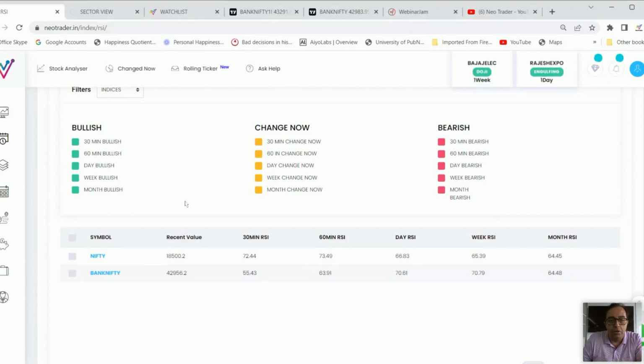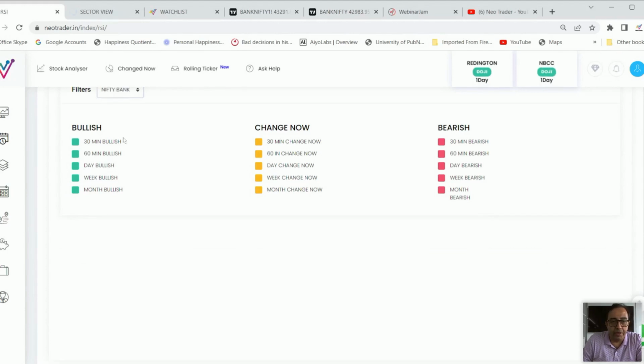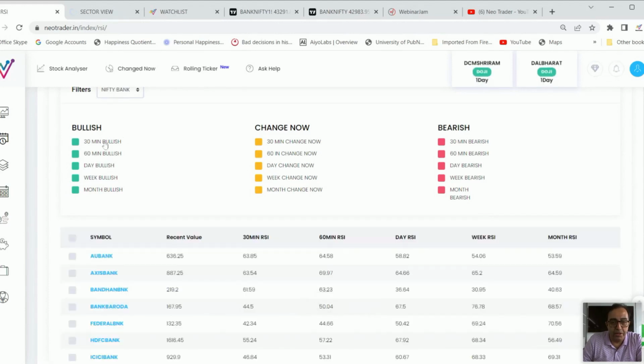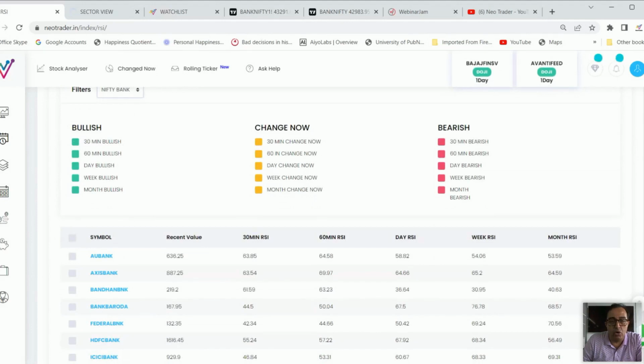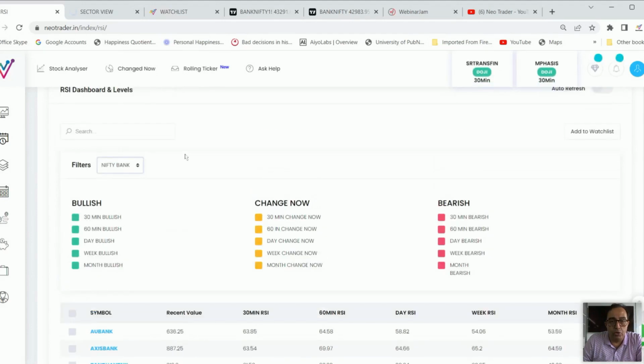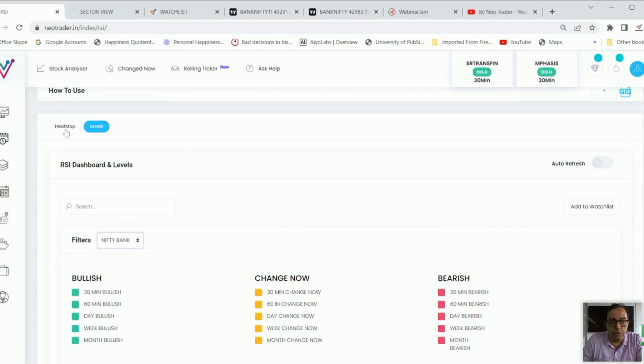Now, we can move into the banking space. Let's go into the banking space. What we want to do is select some stocks. There are two options for you, and I'll show you both. Let me first go to the heat map.